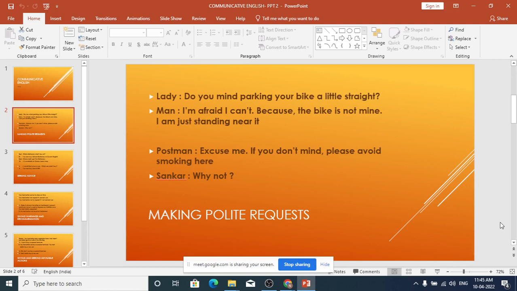Lady, do you mind parking your bike a little straight? Yeah, continue. Ma'am, I am afraid I cannot because the bike is not mine. I am just standing near it. Hello. Yes, sir. You have read the straight. I don't know why. Okay, no problem. Go to next.